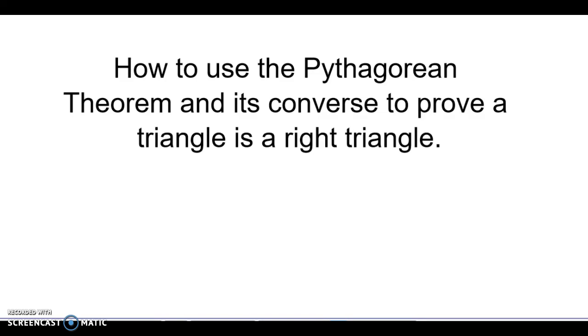Alrighty, in this one, it's going to be a quick one. We are going to use the Pythagorean theorem and its converse to prove a triangle is in fact a right triangle. And this kind of question is almost always on every standardized test, so it's a quick and easy way to get that score up.